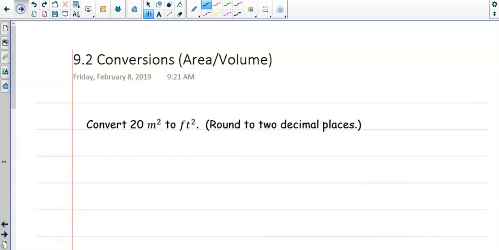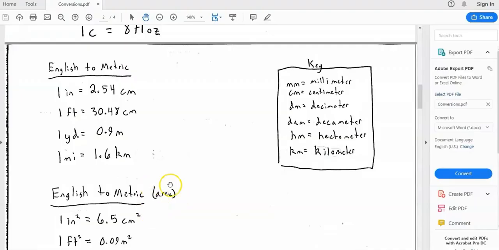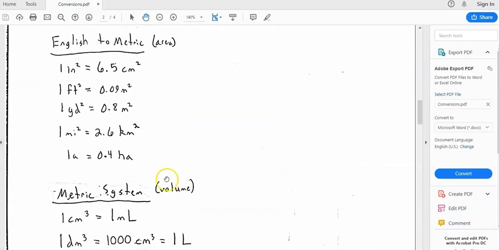All right, so 9.2, again, like I said, 9.2 is going to be a lot like 9.1, but instead of talking distances, we're talking areas and volume. So this is where, in our formula sheet, I kind of marked this up for you, those that say area or those that say volume are going to come into play.